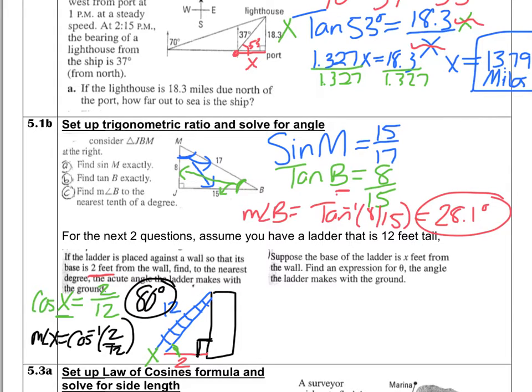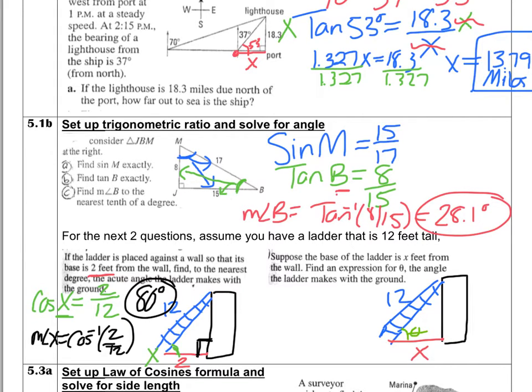Now this next question, it says, suppose the base of the ladder is x feet from the wall. Find an expression for theta, which is that acute angle. So let's just adjust our drawing for a little bit. So there's the building, and then here's our ladder. The ladder still is 12 feet. But what they've said this time is we don't know the distance the ladder is from the wall. This is x. And they want us to call the angle theta. So we'll just call this theta.